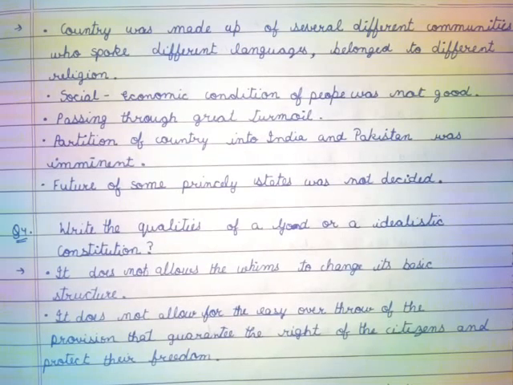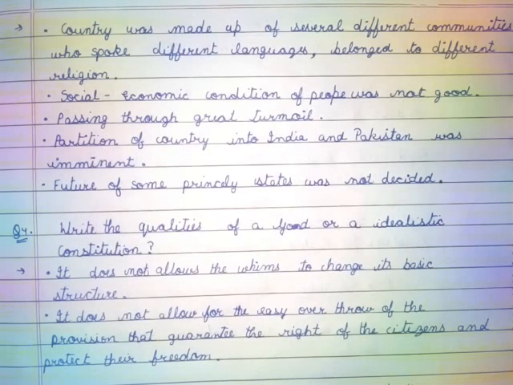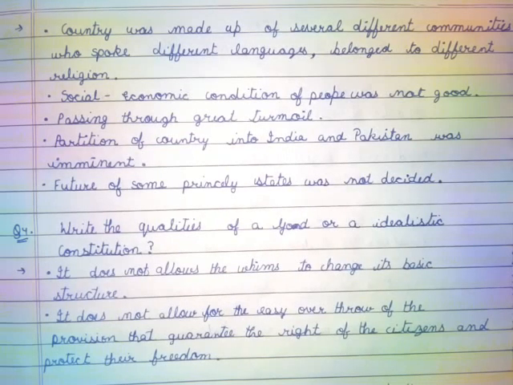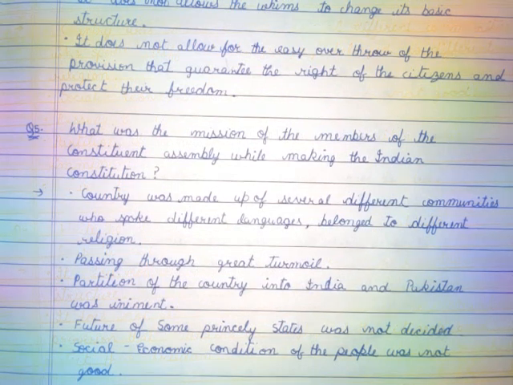Question number 4. Write the qualities of a good or idealistic constitution. Answer: It does not allow whims to change its basic structure. It does not allow for the easy overthrow of the provisions that guarantee the rights of the citizens and protect their freedom.